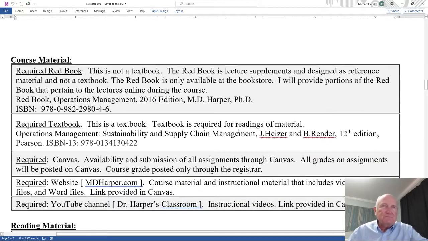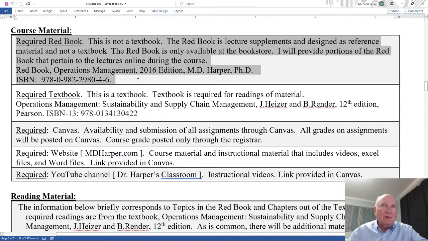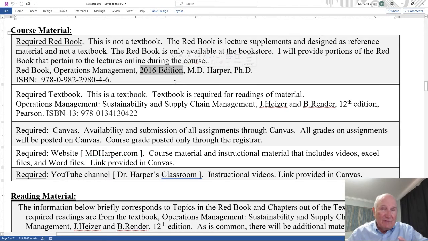Let's go into this a little deeper. Here's the material, the Red Book. Now the Red Book is in the bookstore. I don't have a lot of Red Books because it's required, but what I will be doing is posting different portions of that Red Book through Canvas. So you can either buy the Red Book, and it'll be the 2016 edition, but what I'll be posting on Canvas, notice here the 2016 edition, you can have that. A lot of people buy that, so they'll have a copy of it. And here it is, a copy of it.